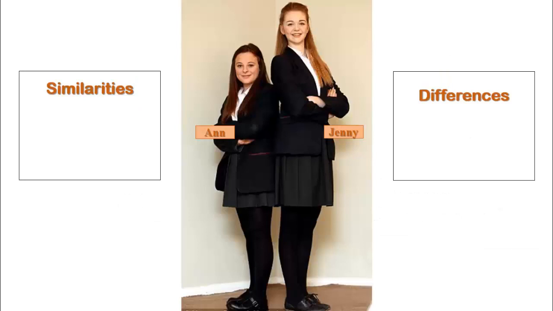Here we have two friends, Anne and Jenny. Let's start with similarities. What are the different things they have in common? Anne is a student, Jenny is a student as well. They are 18 years old. They love eating chocolates. Anne is like Jenny, they both don't have brothers or sisters. Both Anne and Jenny are from Scotland. Let's move to differences.